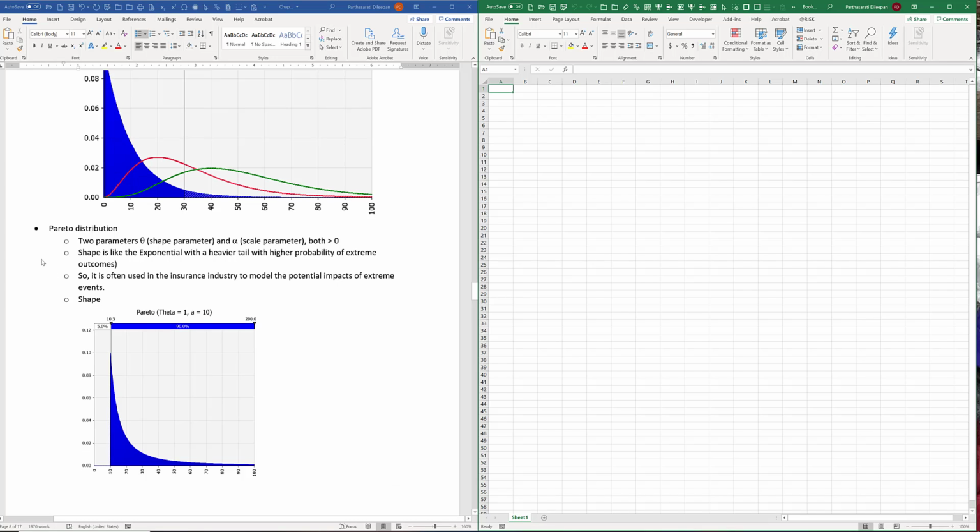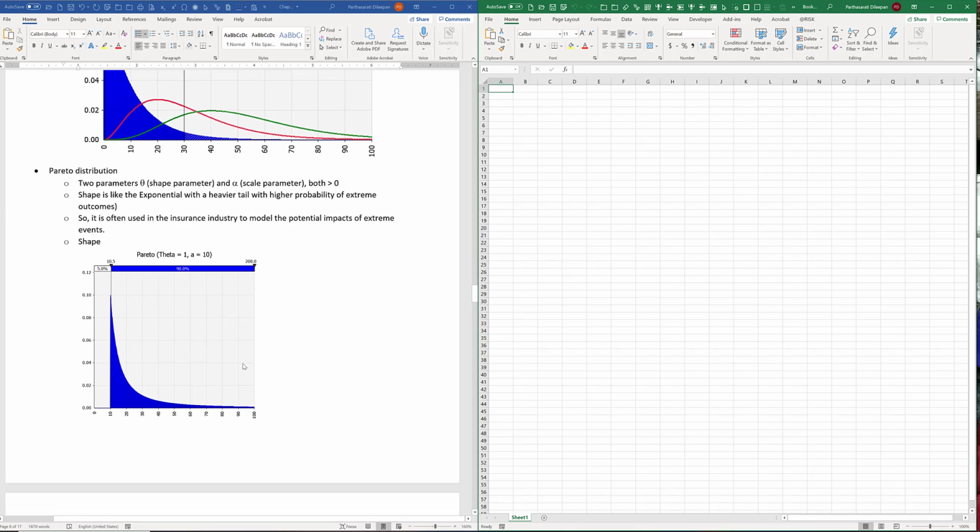Next is Pareto distribution. And again, Pareto distribution has a shape and a scale parameter. Theta is the shape parameter and alpha is the scale parameter. Both are greater than 0. And the shape is like exponentials, goes like that.